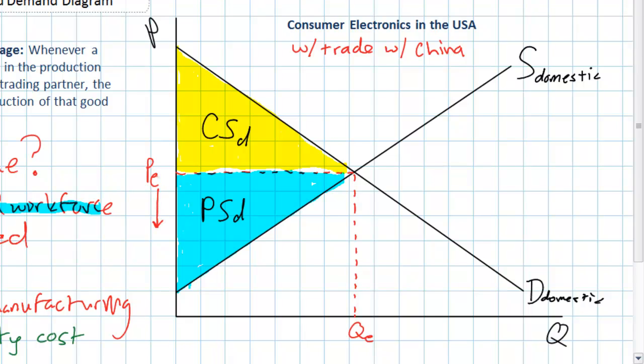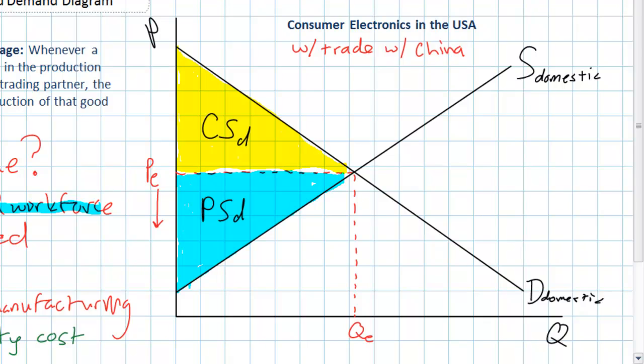But how do we show the price falling? Price can either fall in a market because of a decrease in the demand for a good or an increase in the supply of a good. By opening the country up to trade with China, it is the supply that will increase, which causes the price to fall for electronics. Not only will the supply of electronics increase, but the supply will also become much more elastic.